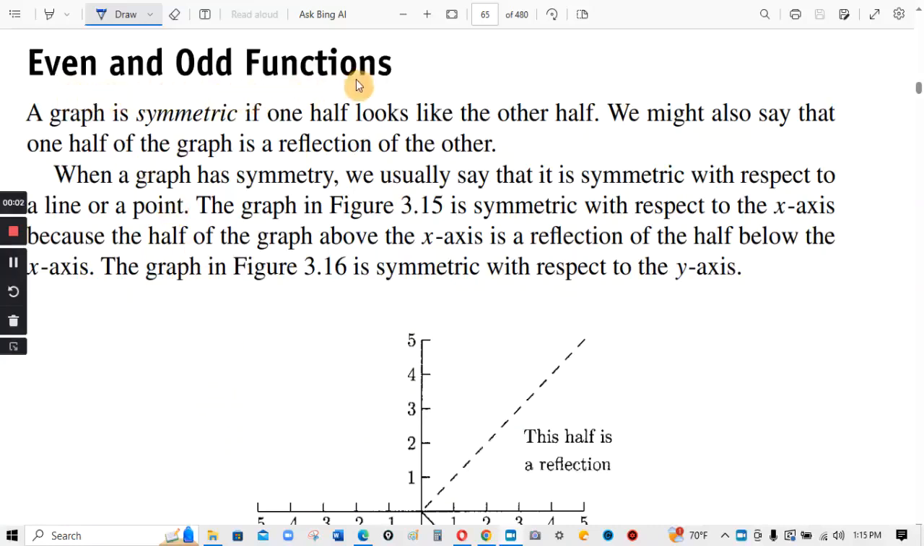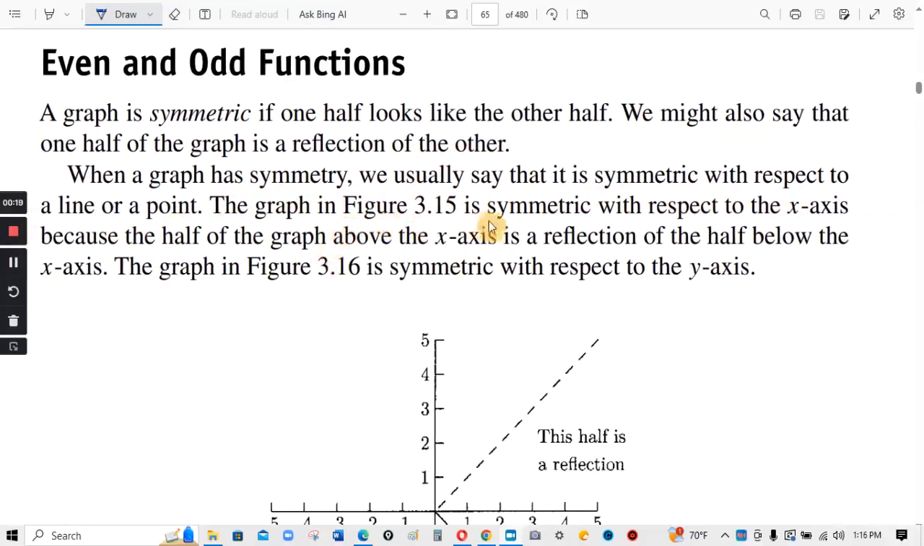Even and odd functions. A graph is symmetric if one half looks like the other half. We might also say that one half of the graph is a reflection of the other. When a graph has symmetry, we usually say that it is symmetric with respect to a line or a point.